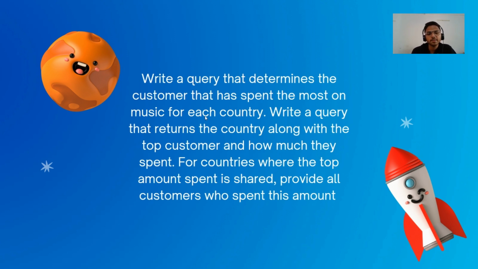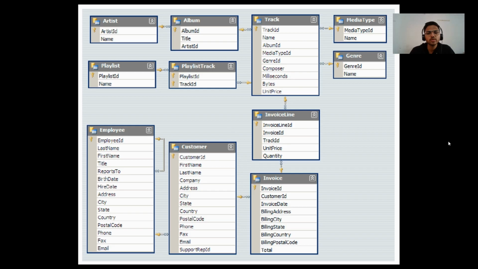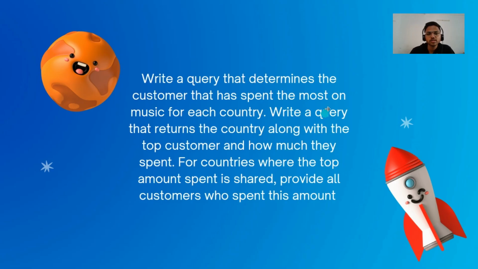So suppose there are multiple answers for the question, so provide all the customers who spend this amount. Okay, so let's go into the table. What we want is customer, right? We want the customer that spends the most for each country, right? We need to return the top customer and how much they spend. Okay, and how can we do that?